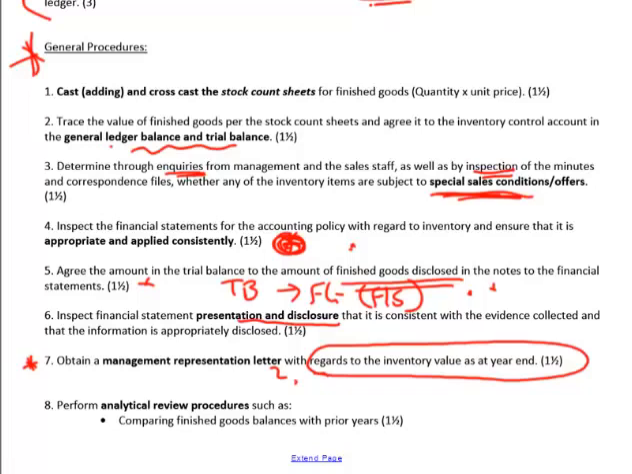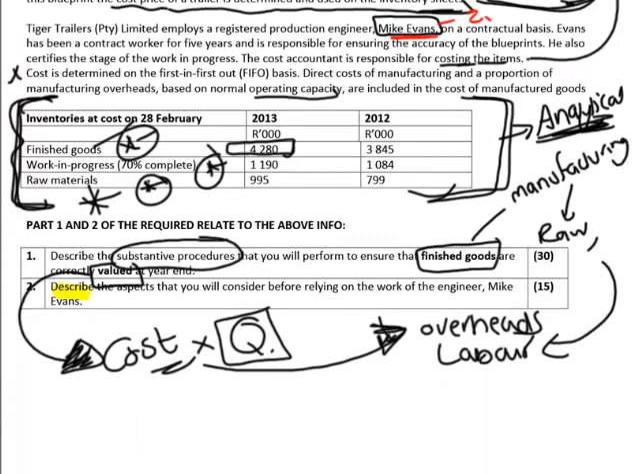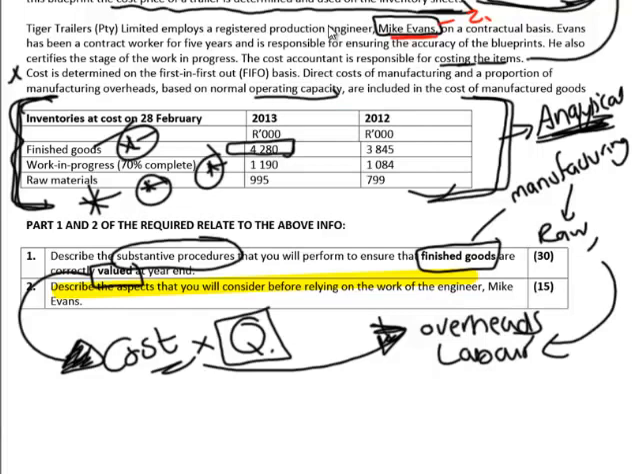Okay, let's move on to part 2 of our required. We'll go back up to the top. It says here, describe the aspects that you will consider before relying on the work of the engineer. Now, the engineer in this case, Mike Evans, is our expert. So when they talk about things like describe the aspects that you will consider, we need to think of what do we have to think about before we can go and use the work of this expert.